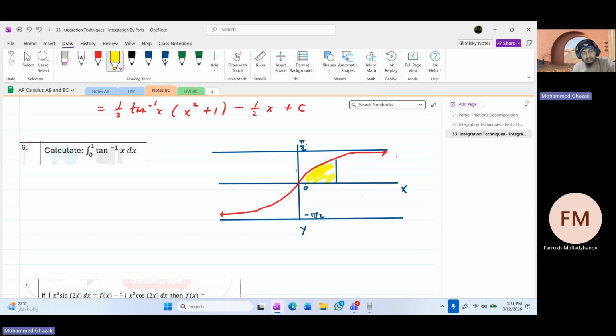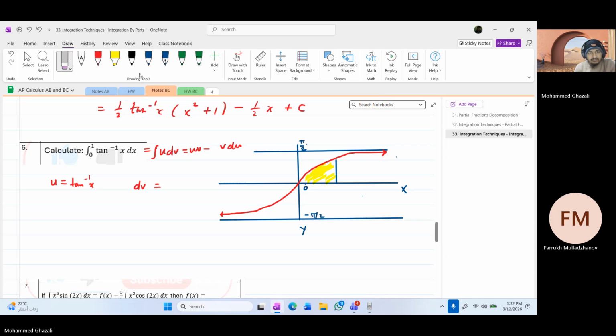As we said before, you need to let u equal tan inverse x. And dv, remember your formula: the integral of u dv is equal to uv minus the integral of v du.